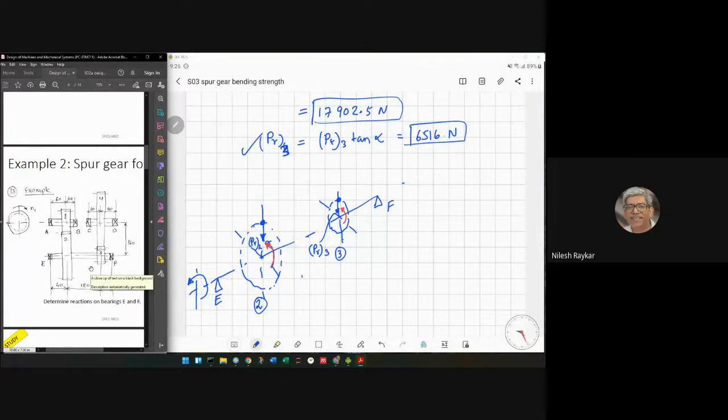Now coming to the tangential force. Tangential force would require what we discussed at the very beginning of the course, in this particular session. So you have two choices, A and B, and for this one, C and D. Now you have to tell what is the direction of PT for gear number 2. It will be A.